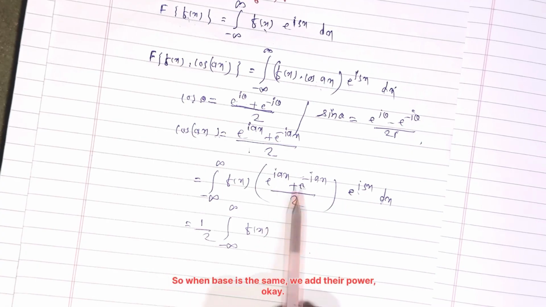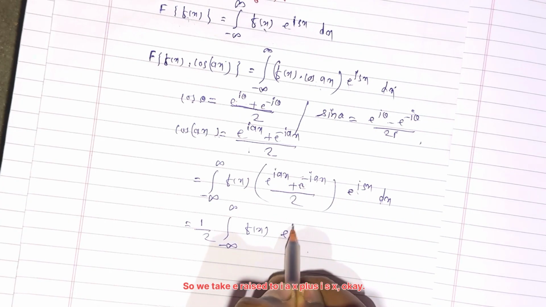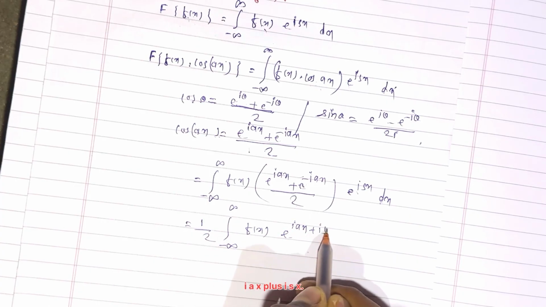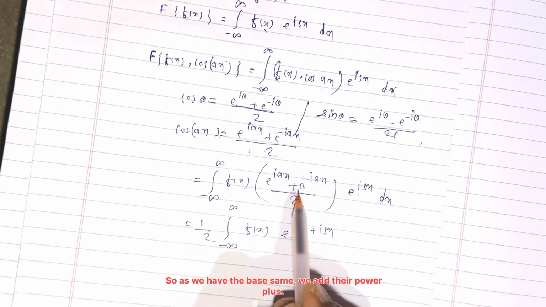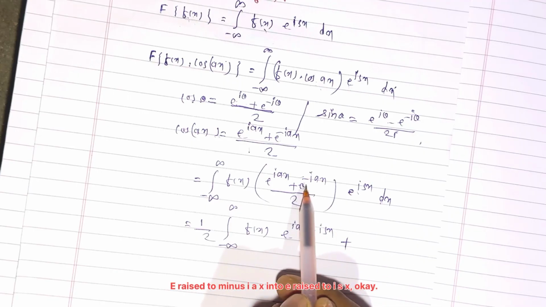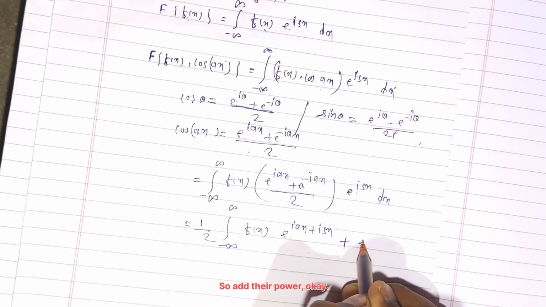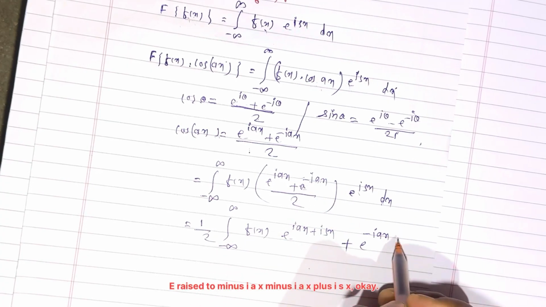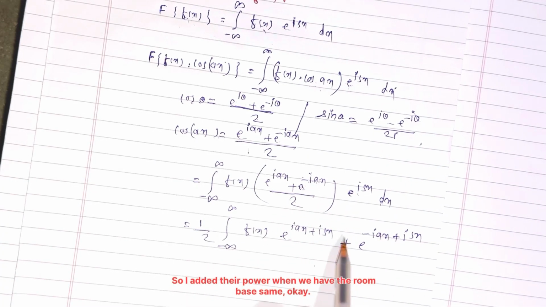When the base is the same, we add their powers. So we take e raised to i a x plus i s x. As we have the same base, we add their powers. Plus e raised to minus i a x into e raised to i s x. Again add their powers: e raised to minus i a x plus i s x. So I added their powers when we have the same base.